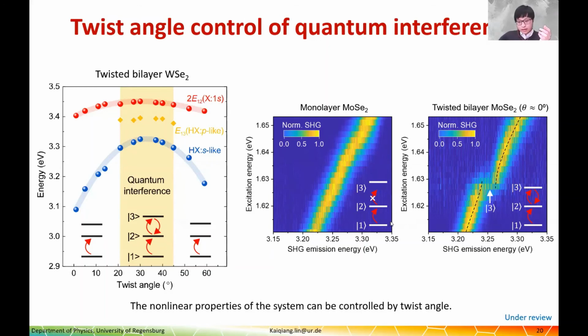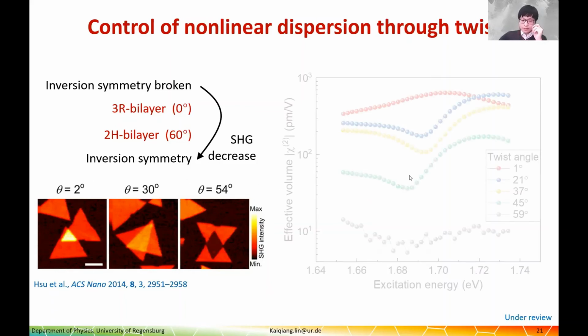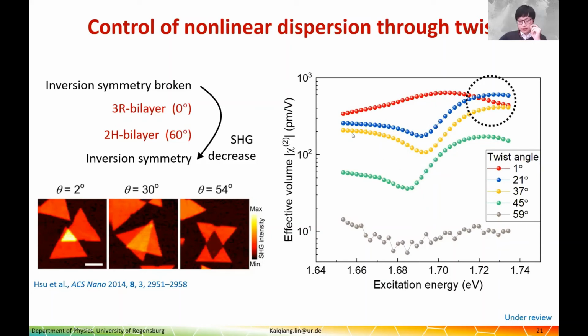We know previously from the literature that the second harmonic is in general governed by the inversion symmetry. At 0 degree, inversion symmetry is broken, so you have the highest second harmonic, and it drops monotonically to 60 degree, because at 60 degree you have inversion symmetry. But if we look at it carefully, we will notice this is not as simple as that, because the whole dispersion of the Chi2 function will be changed by the twist angle due to the band hybridization between two adjacent layers. Also the excitonic state will shift, and quantum interference turns on or off.